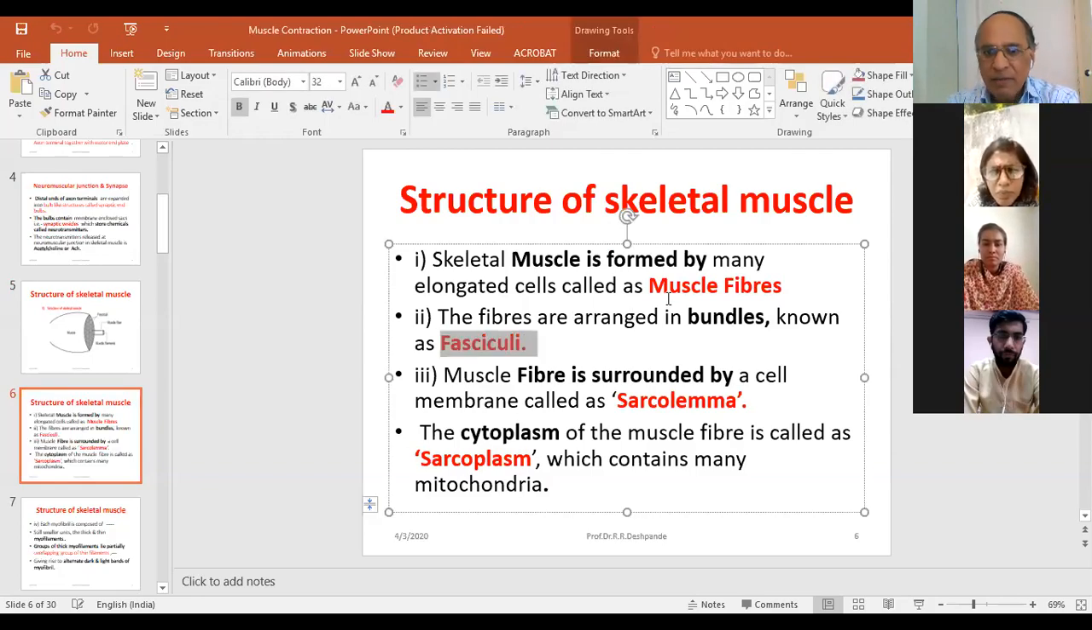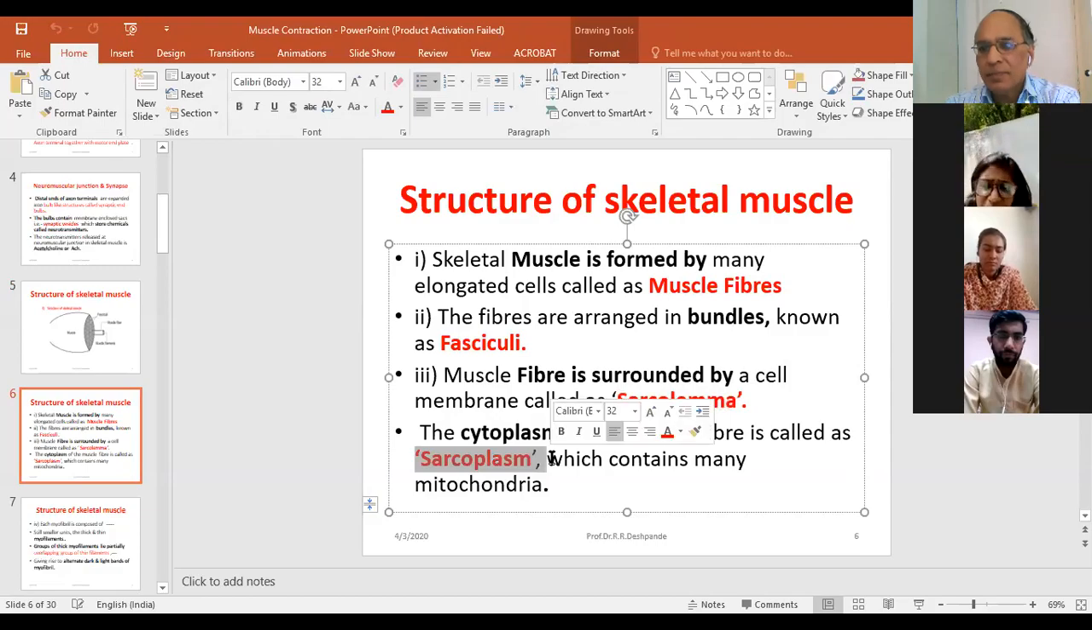And each of these fibers is surrounded by a membrane which is called the sarcolemma. Sarcolemma is a membrane, don't forget it. It is a cell, always it is a cell. Each cell has a covering, that is the sarcolemma in the muscle. And the cytoplasm in that is called the sarcoplasm. So there is a covering, and there is some material like sarcoplasm inside.